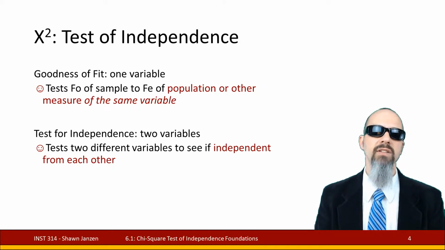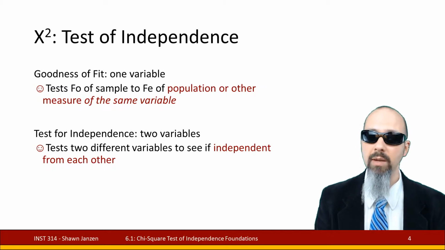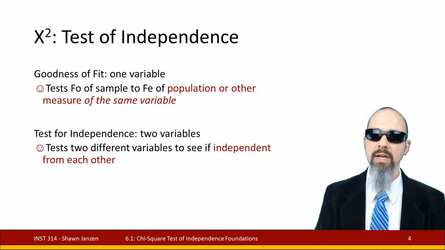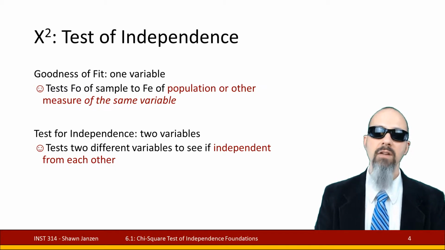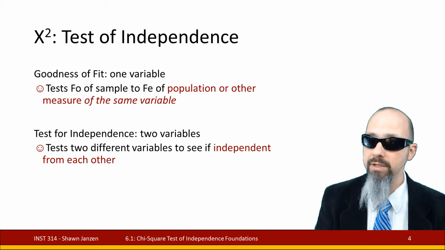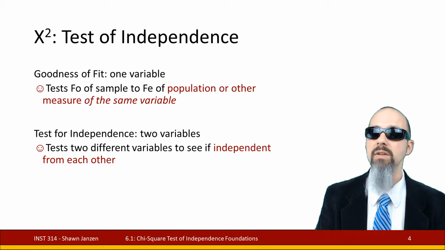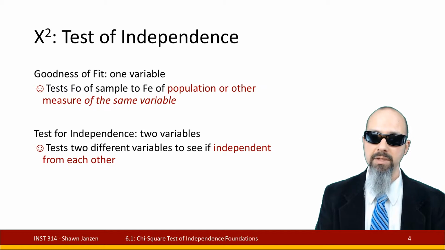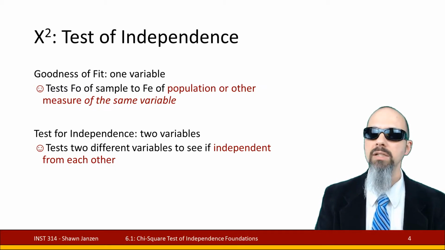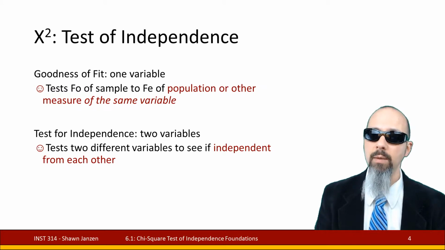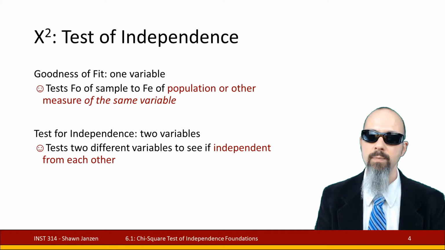Contrast this with the goodness of fit, where the goodness of fit was only one variable. In the goodness of fit, we were trying to see, of that one variable's distribution, did those frequencies that we observe differ from those we would expect to find of a population, right? So the measures of the same variable at the population. We're still concerned about populations with the test of independence, but we're not talking about the distribution of one variable, okay? And that's the key distinction between the goodness of fit and the test for independence.